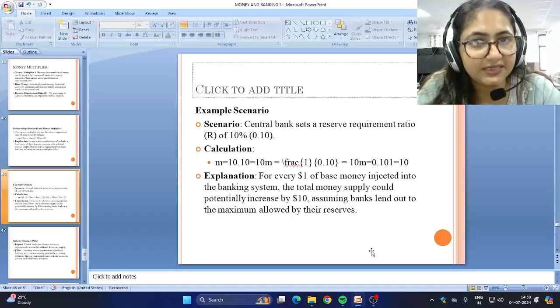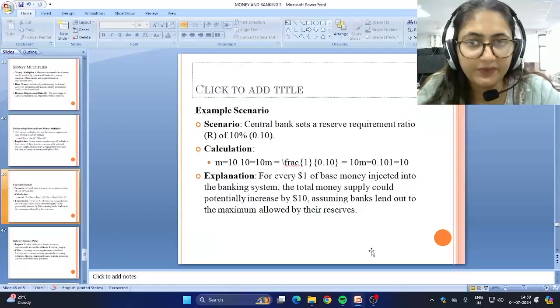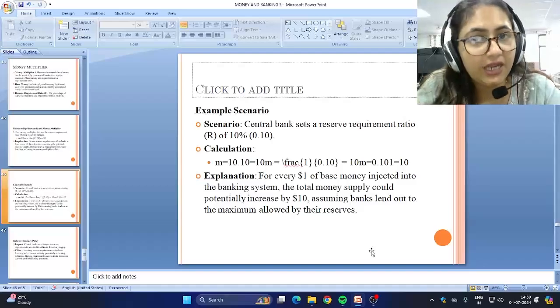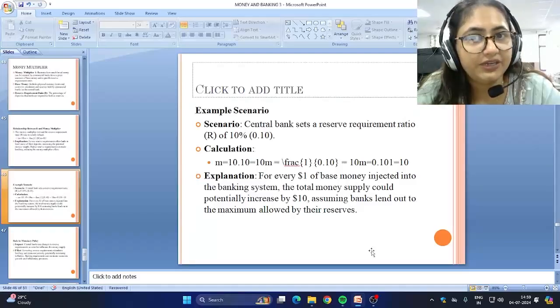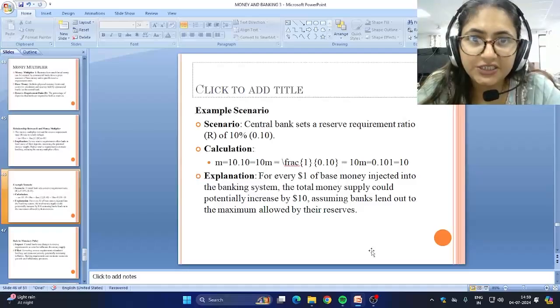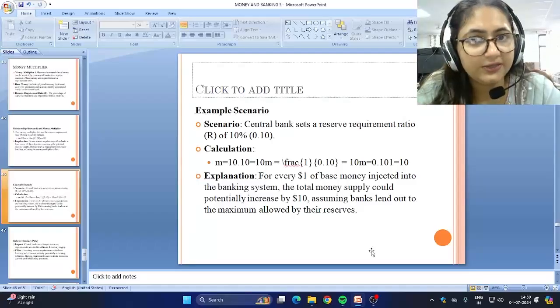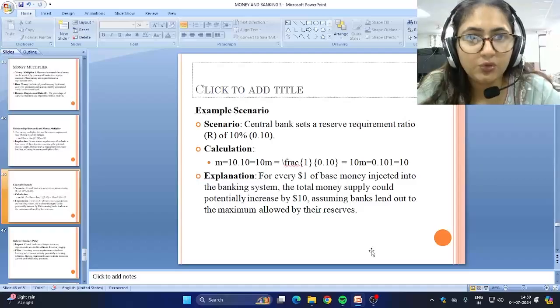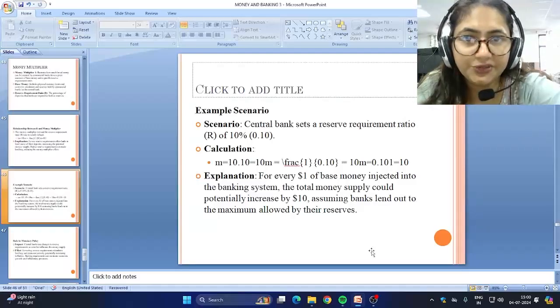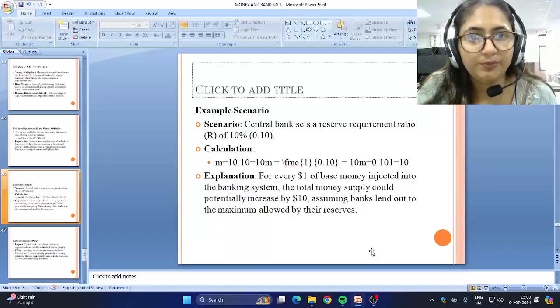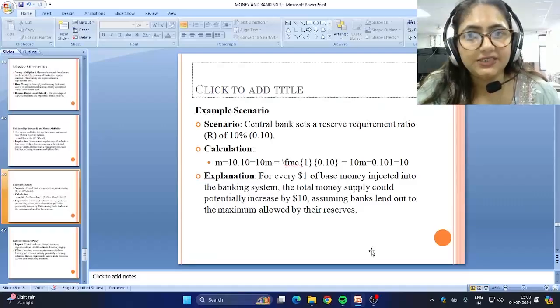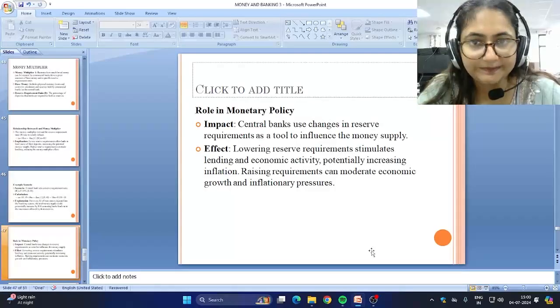Suppose the Reserve Bank sets a reserve requirement ratio of 10%. It means banks need to hold 10% of their deposits and lend 90% of them to create credit. This means that for every $1 of base money injected into the banking system through the central bank's operations, the total money supply could potentially increase by $10, assuming all other factors remain constant and banks lend out the maximum allowed by their reserve requirement. And let us understand the role in monetary policy.